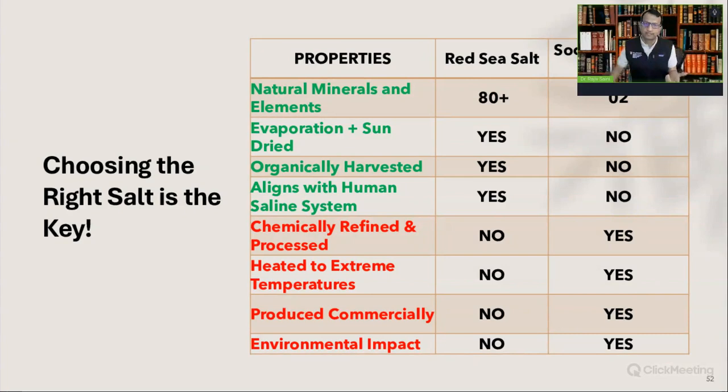The sea salt from Red Sea is evaporated and sun dried, while table salt is commercially produced in factories in huge quantity. And sea salt from Red Sea is always organically harvested and aligns with the human system because it contains the right proportion of the elements, minerals, and enzymes, and all together make a perfect fit for the human body and health, as compared to sodium chloride, which is highly processed, chemicalized, and passes through multiple chemicals and chain reactions in order to maintain that kind of smoothness, brightness, whiteness. So that's the huge difference.